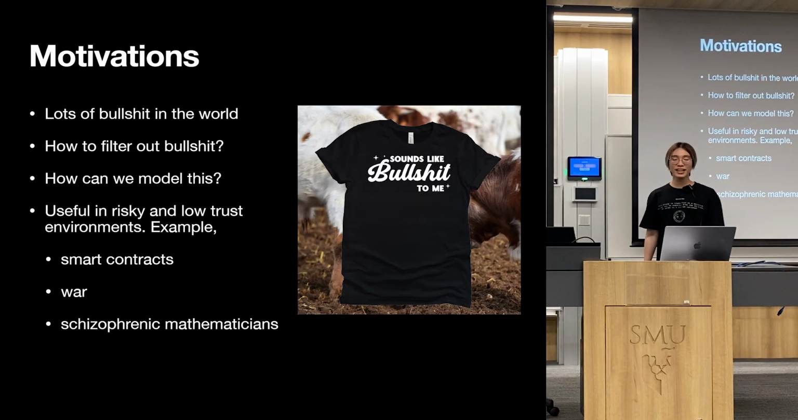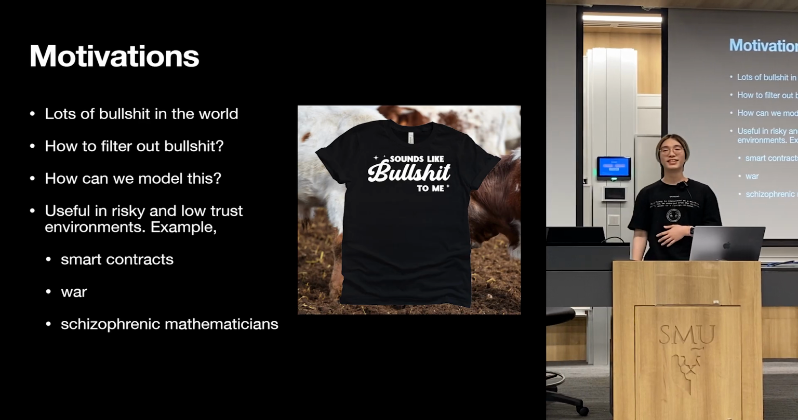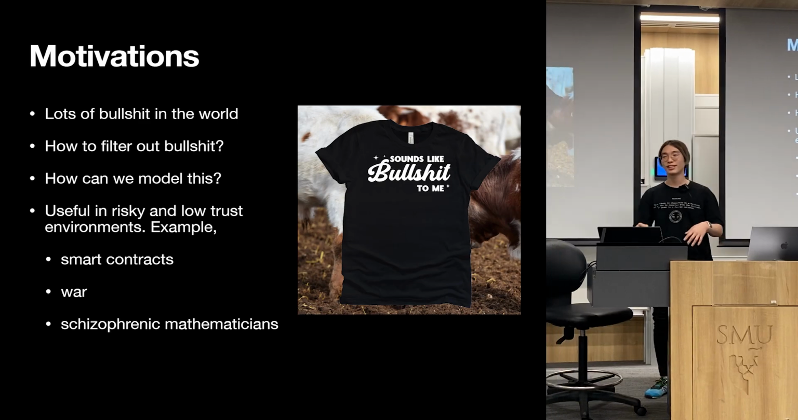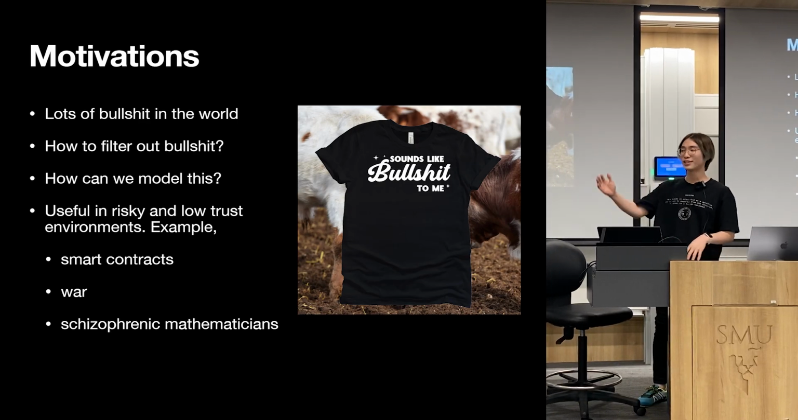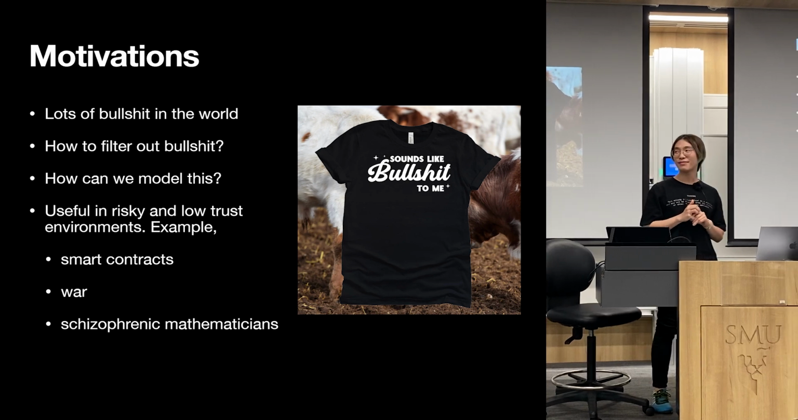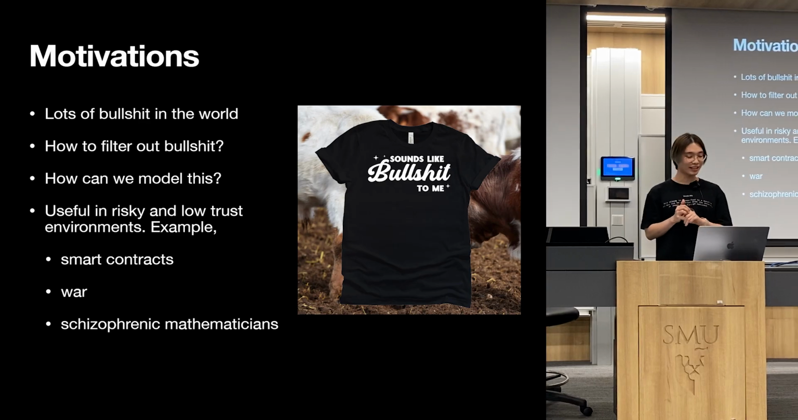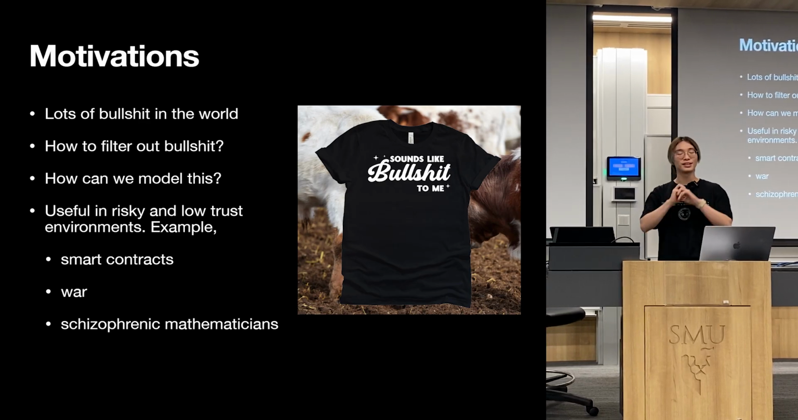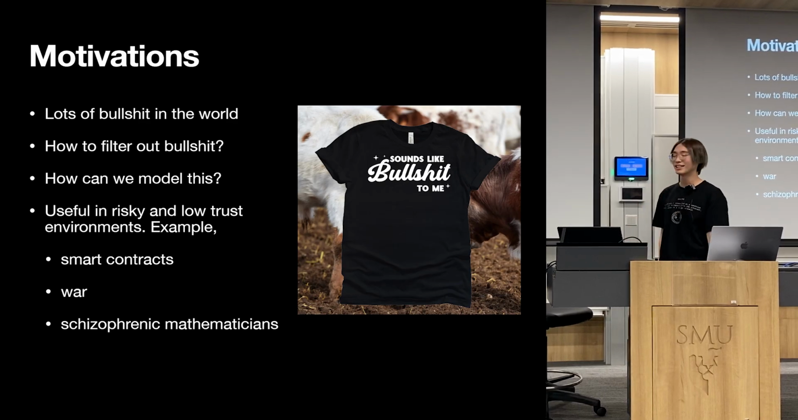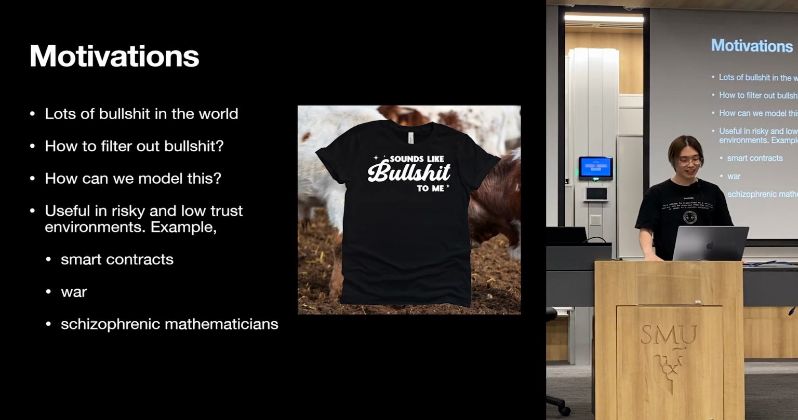Okay, so why does verifiable computing matter? Why do you even want to verify things at all? So the problem is that there's a lot of bullshit in the world. If you're going to Token 2049, you're probably going to hear a lot of bullshit. Someone will be launching, hey, buy my cat coin, buy my dog coin, and there's meme coins and shit. You don't really want to bother with this kind of thing, and you want to filter out bullshit. And so how can you actually model this kind of bullshit in general?